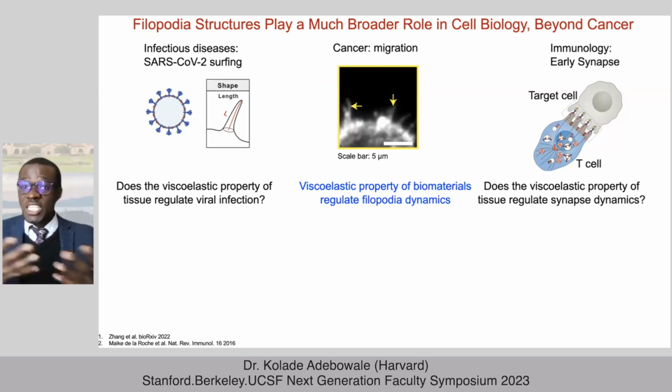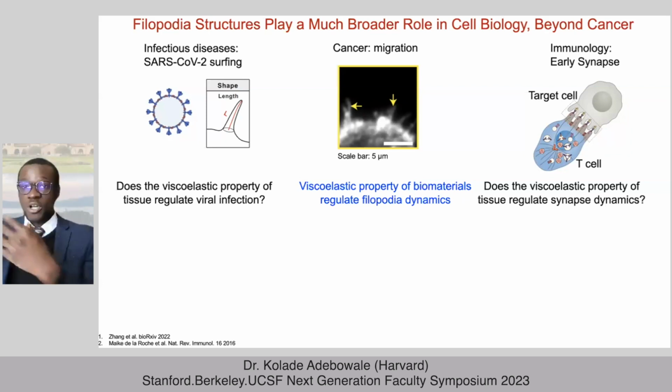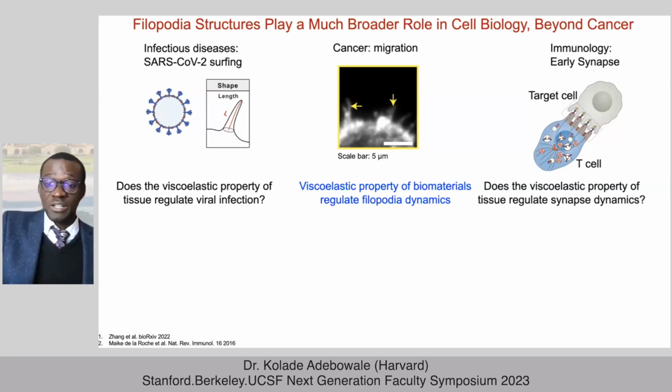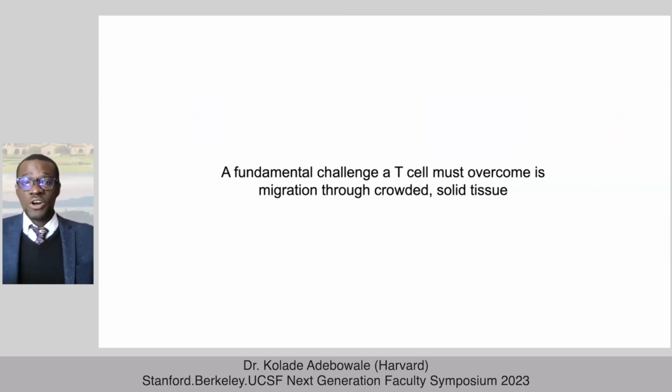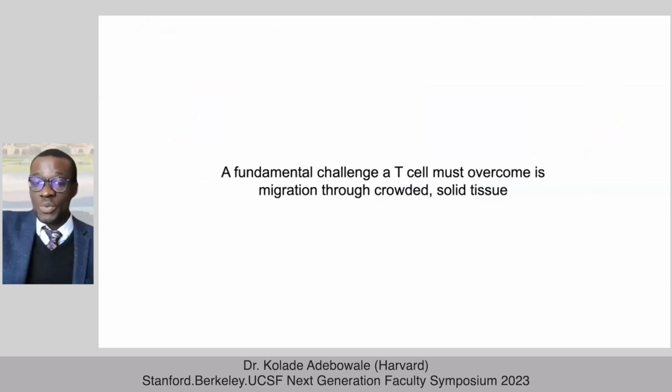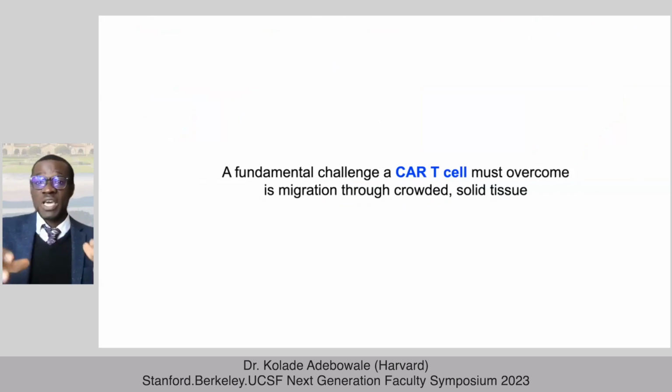And now we have an experimental assay that allows us to modulate and tune the dynamic properties of these structures to elucidate a potential role in viral infection, in cancer, and also in immunology more broadly. One important cell in the immune system is a T cell. And a fundamental challenge that a T cell has to overcome is moving through crowded solid tissues. If we do a quick mental substitution where we replace the T cell with a CAR T cell, and if our goal is to specifically deliver this CAR T cell to a specific anatomical location, this becomes a drug delivery problem.